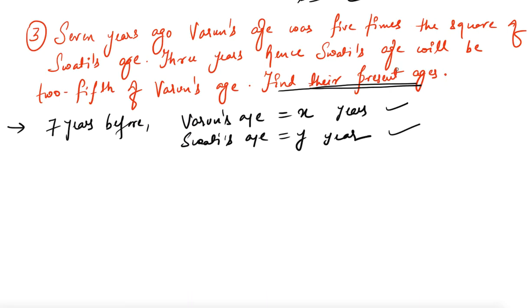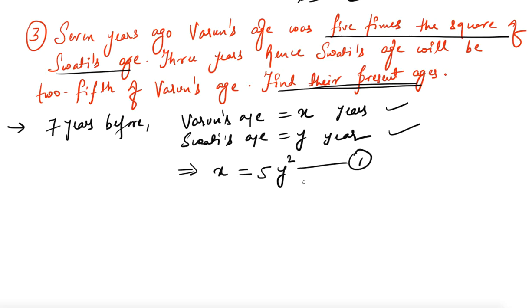Now it is given that 7 years ago Varun's age was 5 times the square of Swati's age. So can I write Varun's age, that is X, is equal to 5 times Swati's age square, that is X equals 5Y square? This is my first equation that I got. Now let us see after 7 years, that is present ages. So what will be Varun's present age?